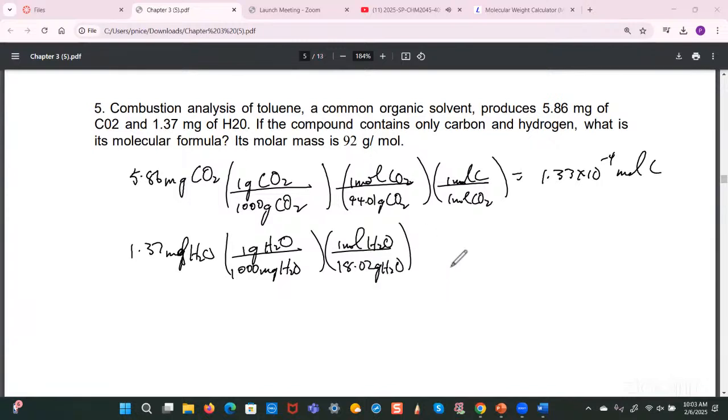And then here, again, make sure that it's 2 moles of hydrogen for every 1 mole of water, right? Very important. Okay, so let's see what this gives. 1.37 divided by 1,000 divided by 18.02 times 2. So according to my calculation, this works out to be 1.52 times 10 to the minus 4 moles of hydrogen.